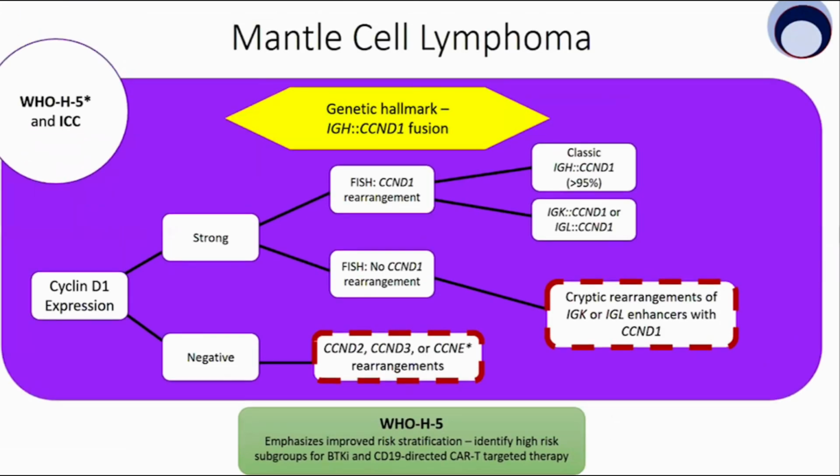Let me go ahead. Both the WHO 5 and the ICC warn that some aggressive B-cell lymphomas naturally have secondary CCND1 rearrangements. So just because you see that rearrangement, do not call this blastic or pleomorphic mantle cell lymphoma in aggressive cases.